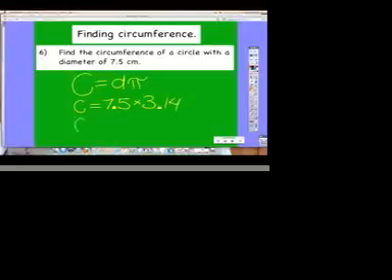All right, Izzy, what'd you get? 23.55. Okay, and we're finding circumference, so we're just finding the distance around the circle. So we just have to put on the units. So this will be 23.55 centimeters. You're done.